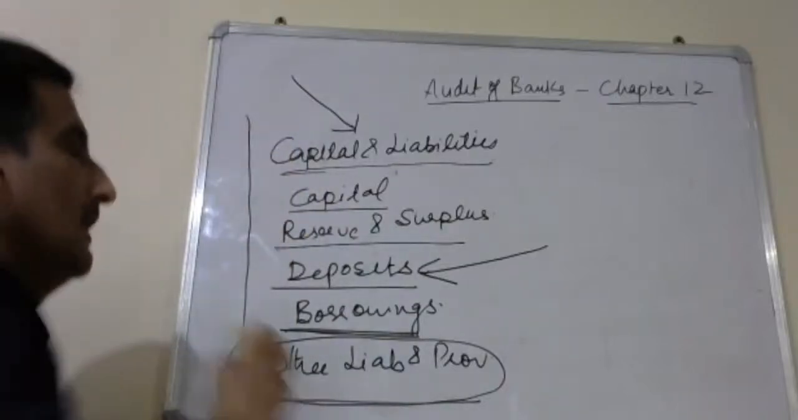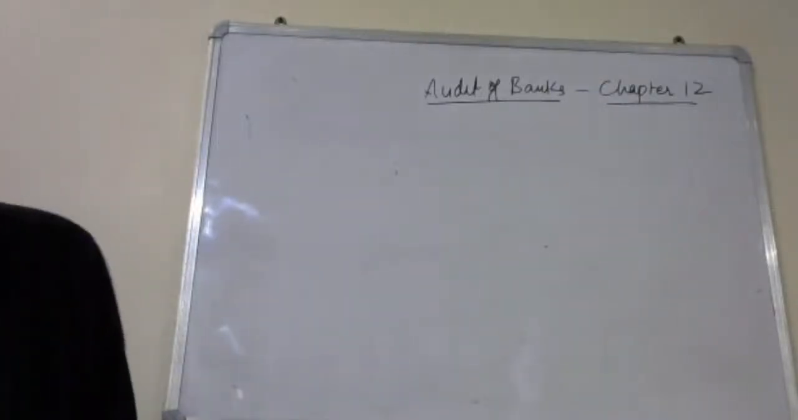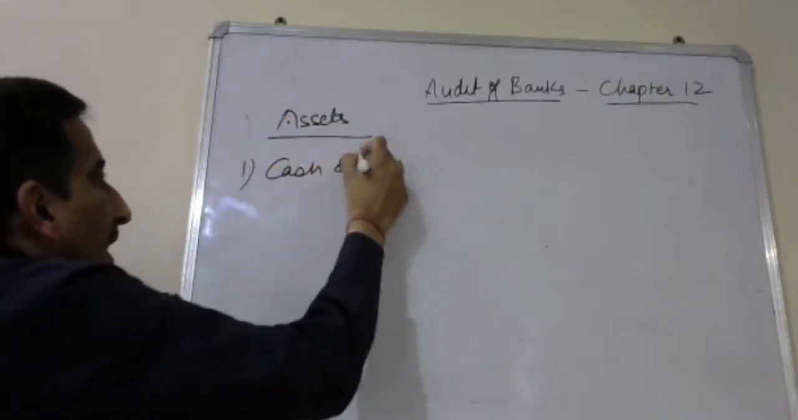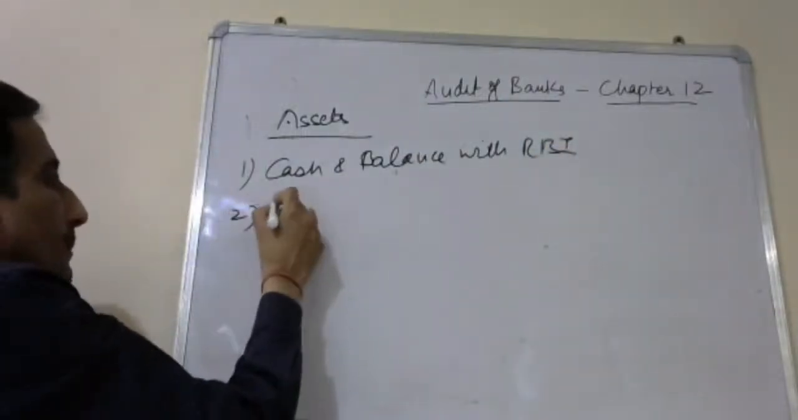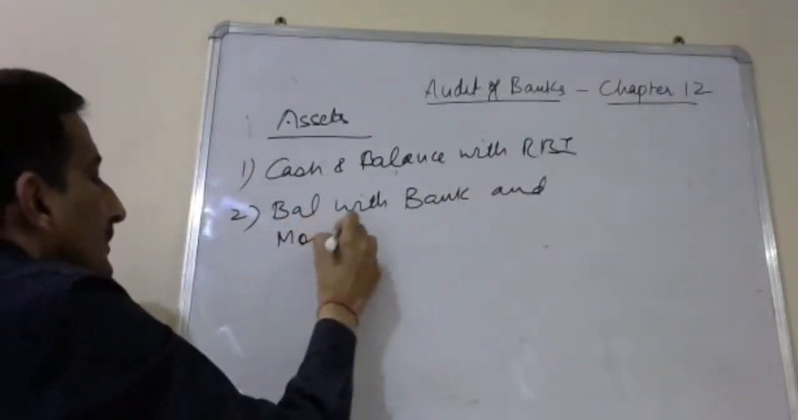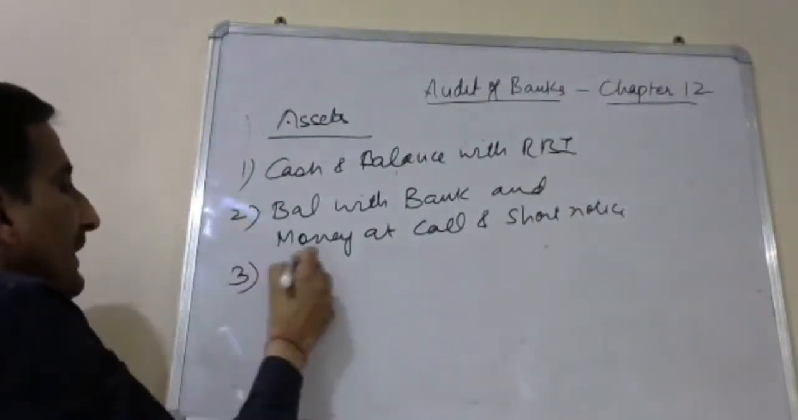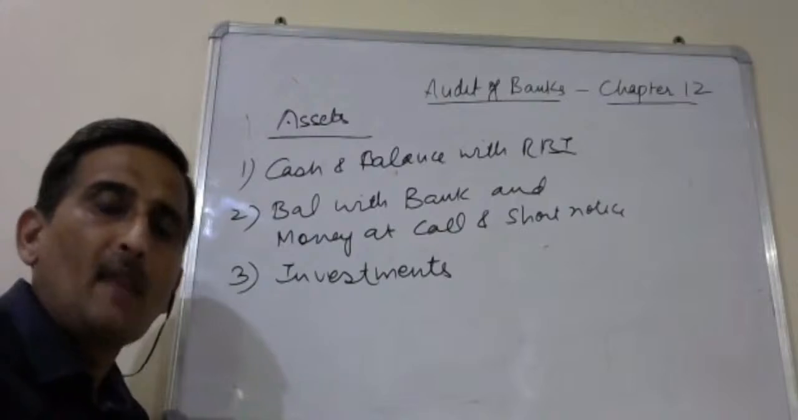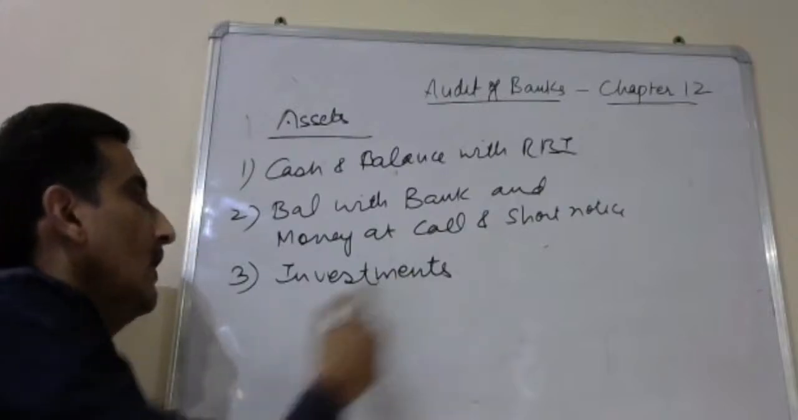Now we come to the asset side. What is on the asset side? On the asset side, there is cash and balance with RBI. Another is balance with banks and money at call and short notice. Third is investments, made by the bank in shares and securities. A bank is required under law to invest a certain percent of its deposits in certain specified securities. So there is investment.